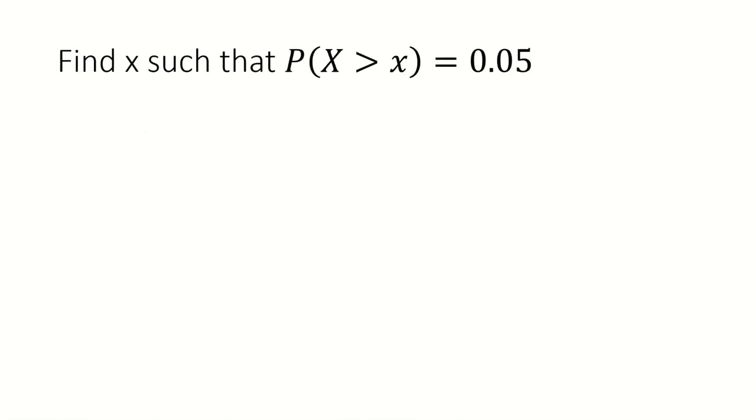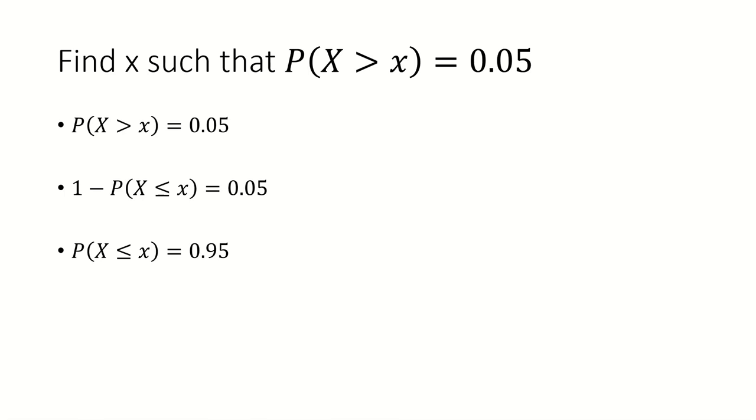Now we want to find x such that the probability that X is greater than x is 0.05. Well, we're going to use the complement rule, which says that the probability X is greater than x is 1 minus the probability X is less than or equal to x. We'll subtract, move things around, and get the probability X is less than or equal to x to be 0.95. And now we want to find an x value that makes that true.